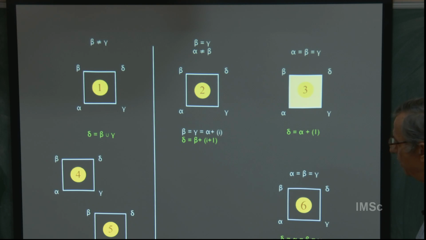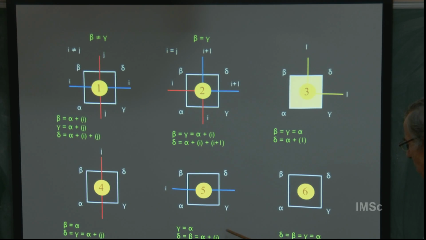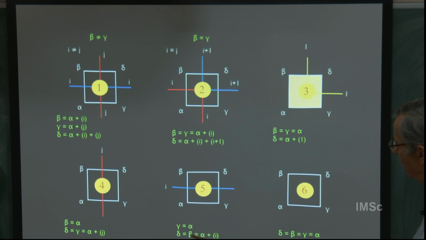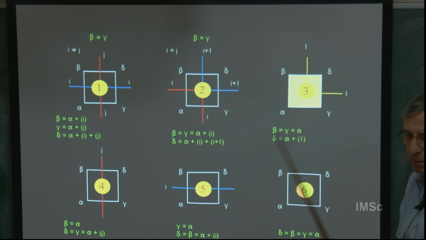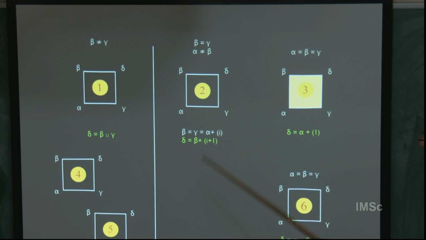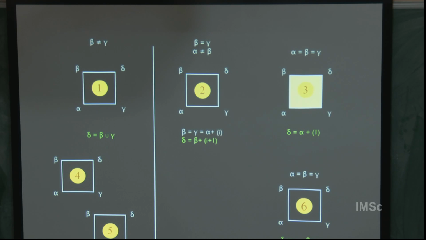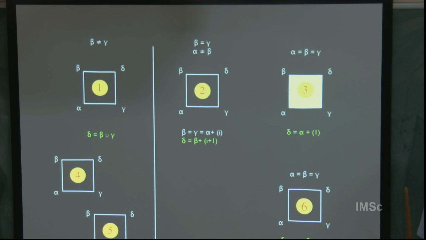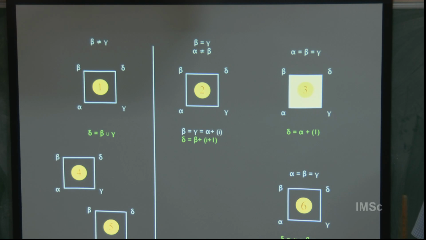Beta is different from gamma, you see, in these 3 cases. And you can check that delta is a union of beta and gamma. So I put these 3 cases into only one case. The other cases are exactly the same. And I get back the local algorithm of the beginning. So that's the end of the proof.